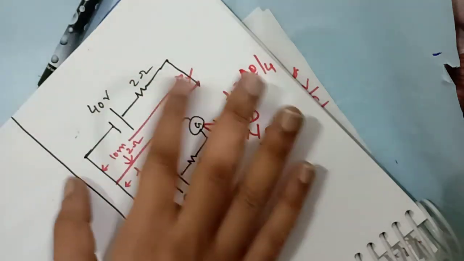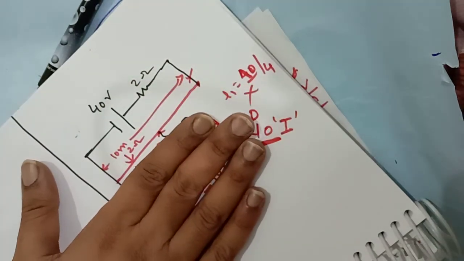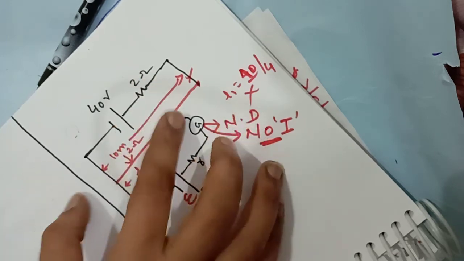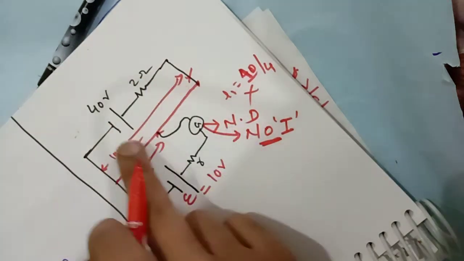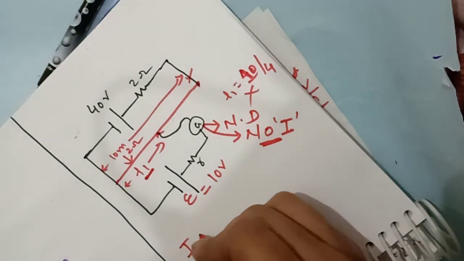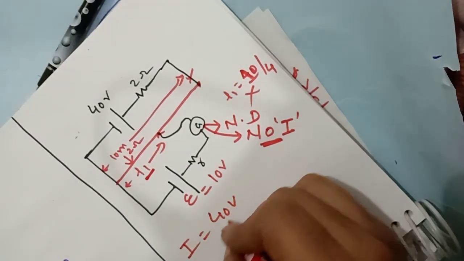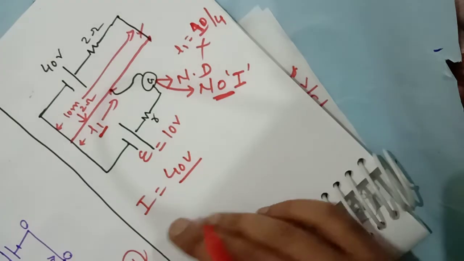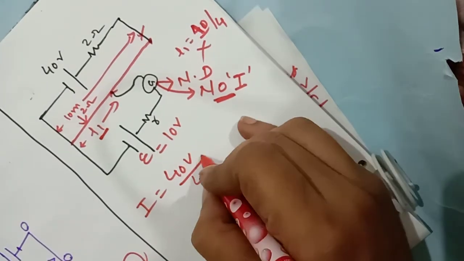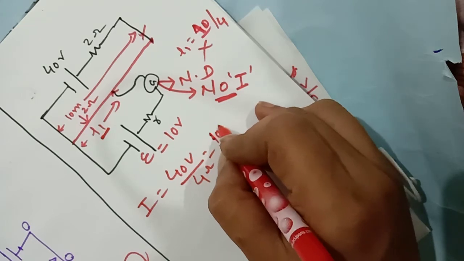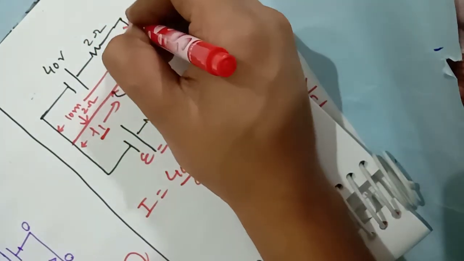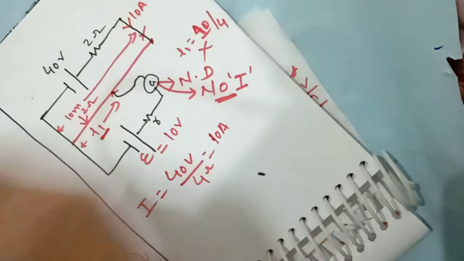Because we are calculating current in this circuit. This circuit is complete. How much current will flow? Look, here it is 2 ohm and in series it is 2 ohm, so the total is 4 ohm. So current will be 40 volts divided by 4 ohms, that will be 10 ampere.